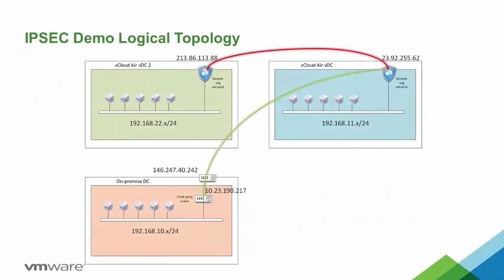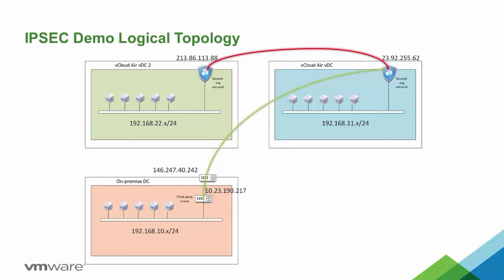Here we see the IPsec demo topology that we'll be using. In the top right-hand corner we've got one vCloud Air virtual data center. The network that we're going to be using in the VPN configuration there is the 192.168.11.x/24 network. On the top left-hand side we have a separate vCloud Air virtual data center, and the network being protected there is the 192.168.22.x network.